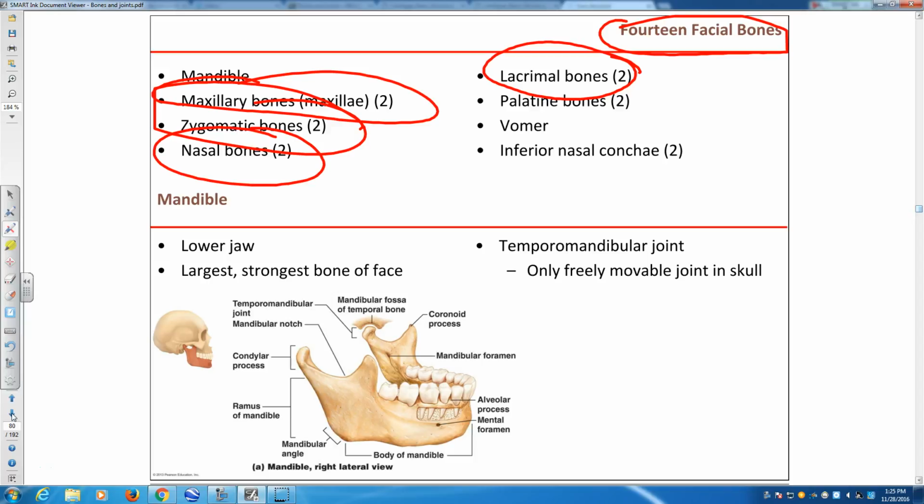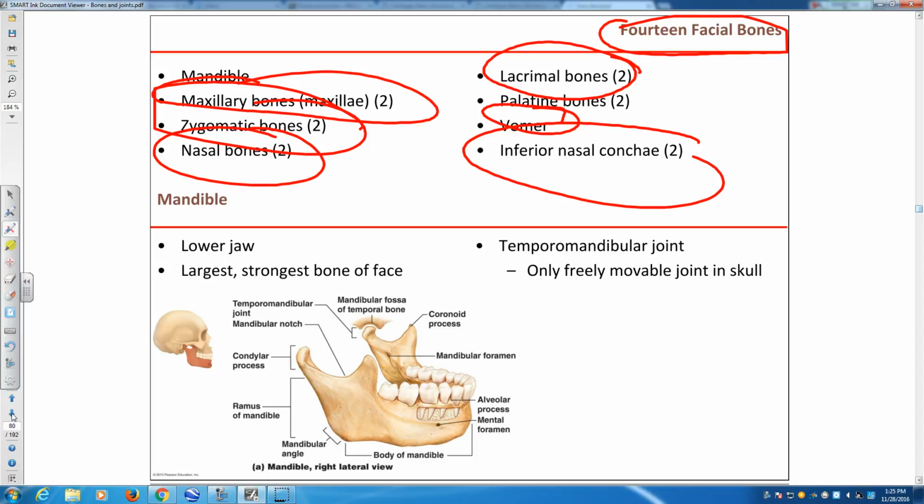The lacrimal bones. Palatine bones form a part of the palate right here, the posterior part of the hard palate. Those are paired. Vomer is a thin bone which you can see if you look down the nose. It's an inferior bone that forms part of the nasal septum right here. And two inferior nasal conchae.